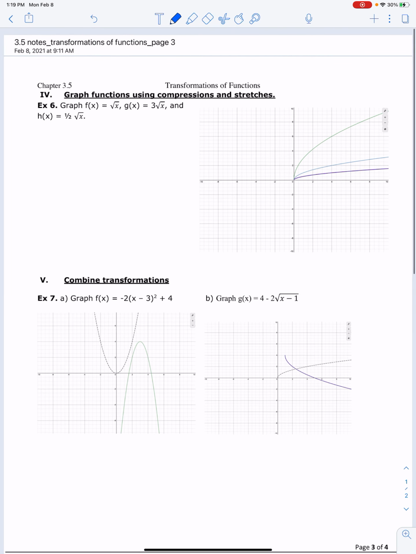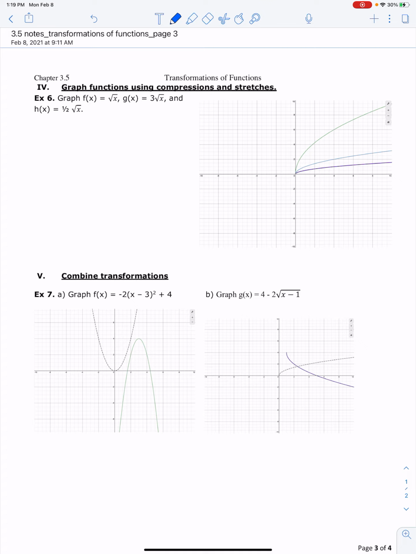Okay, here's the last transformation that we are going to look at before we start putting them all together, and that is compressions and stretches. So typically, we talk about the vertical compression and stretch. Here we've got a parent function that is the square root. So, we hit at 0, 0, 1, 1.